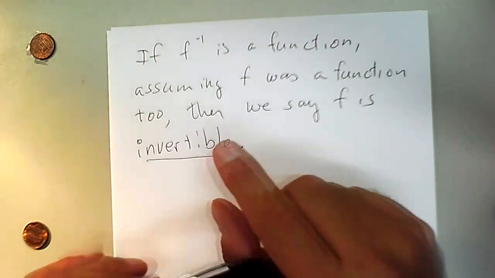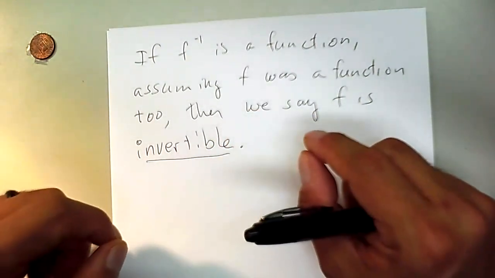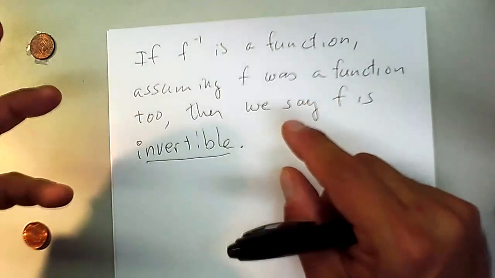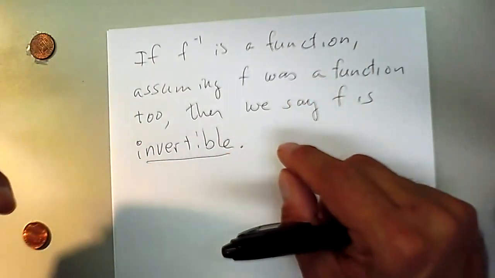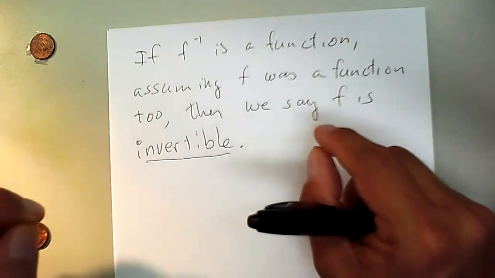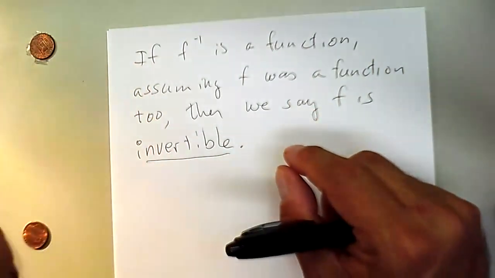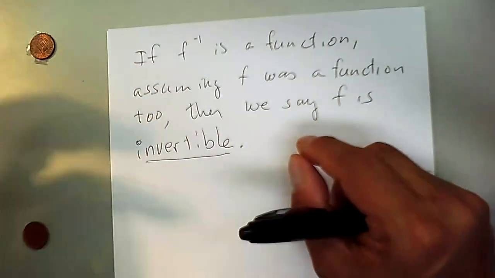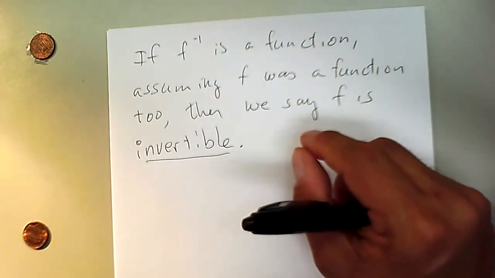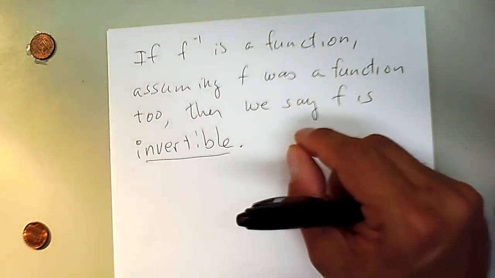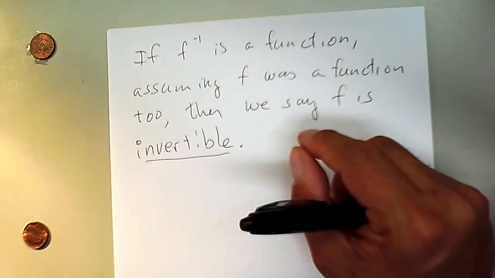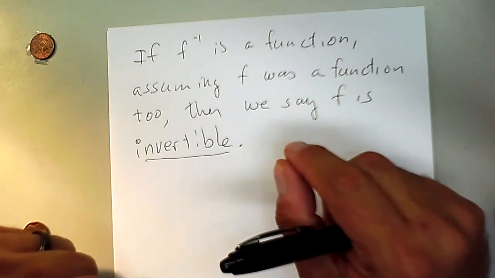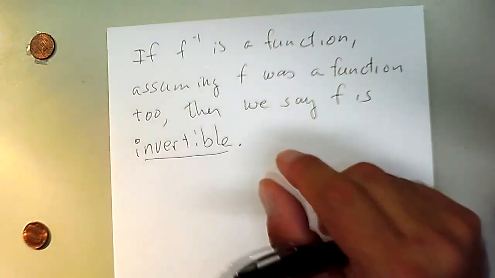So invertible means that when we find the inverse, we will find a relation, but that relation may or may not be a function. The key is that we want to concentrate on functions whose inverse are functions again. Otherwise, it's not that we don't care, we have to treat them differently. Now, those functions are so important, we have a special name for them. We call them one-to-one functions.